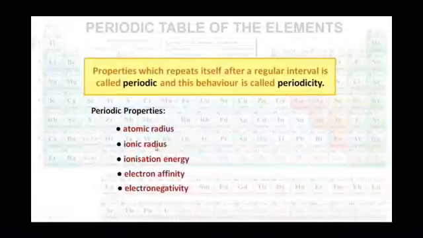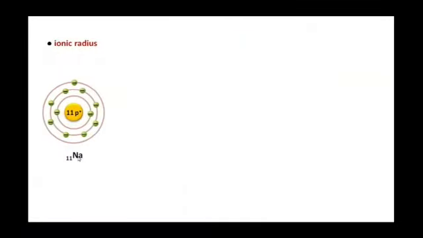Next, we will learn about ionic radius. Before learning about ionic radius, first we should know what is ion. So, ions are nothing but charged particles. For example, let's take sodium, and its atomic number is 11. So, it has 11 protons and 11 electrons. Number of positive charges and the number of negative charges are equal. Hence, the atom is neutral.